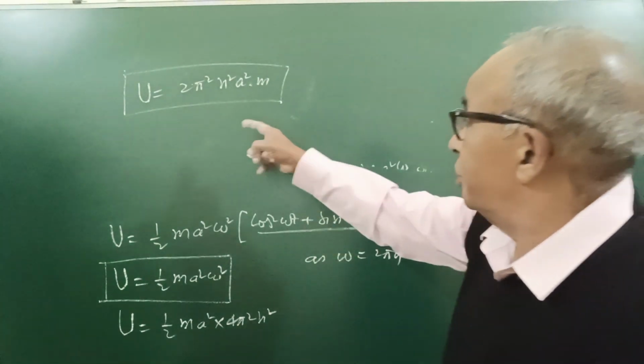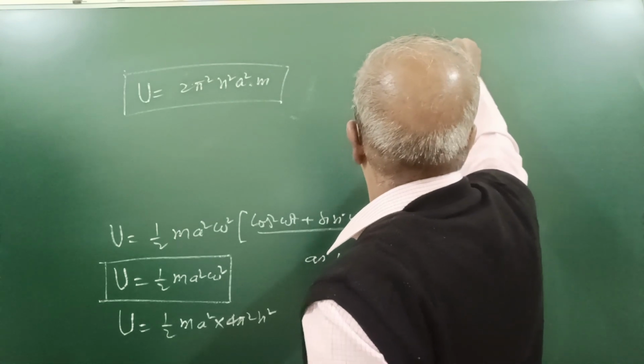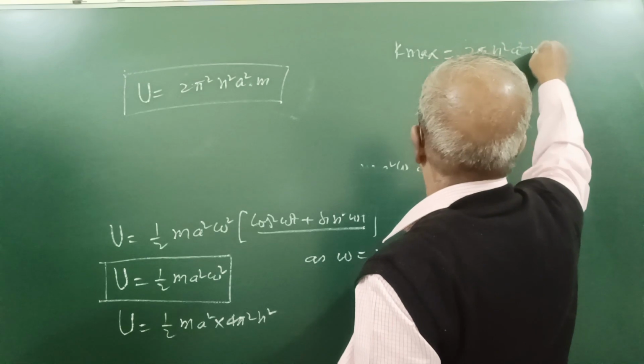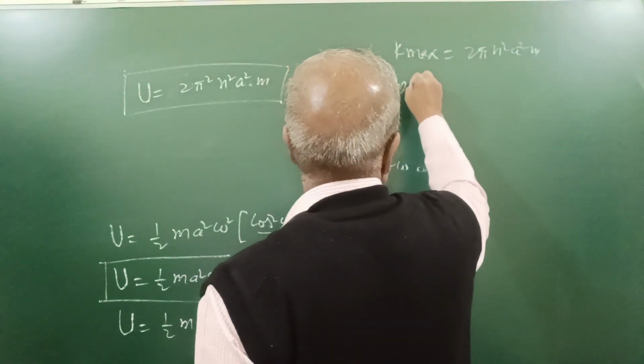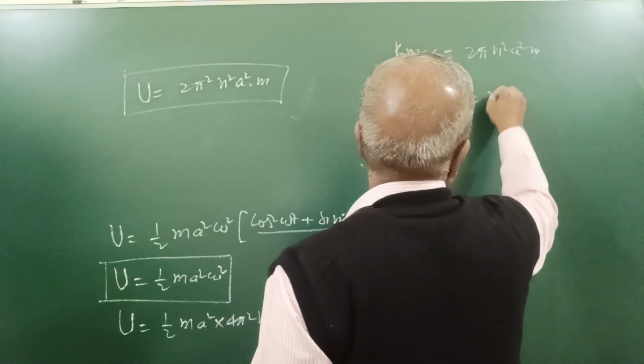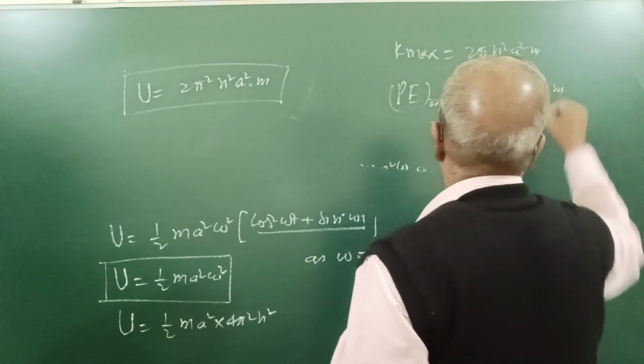Now, this energy I told you, how much was K maximum? It was also 2 pi square n square a square m. And the potential maximum was also 2 pi square n square a square m.